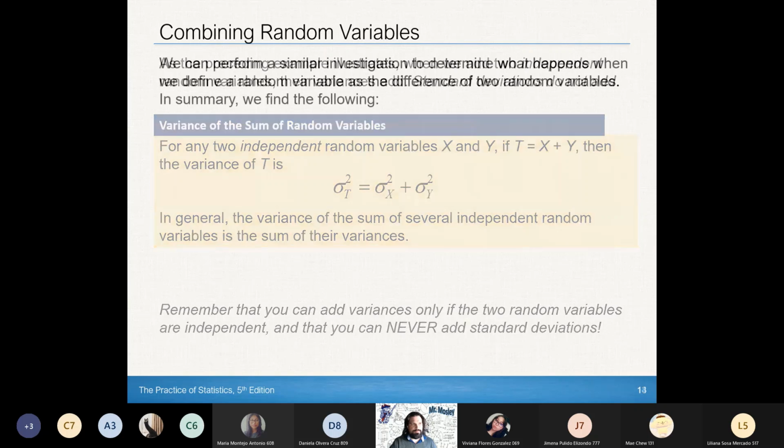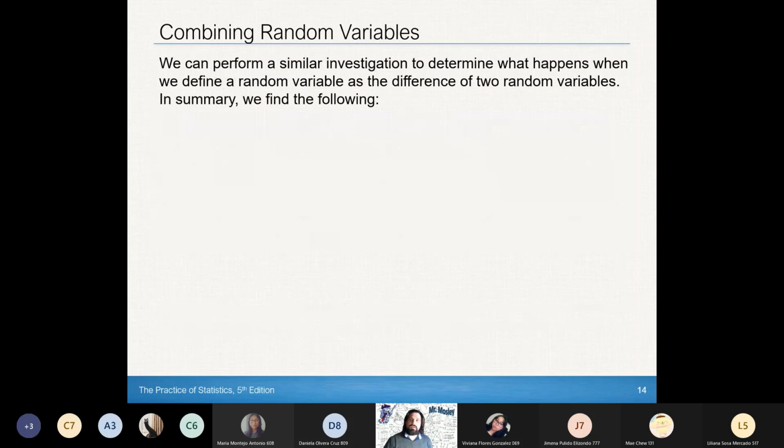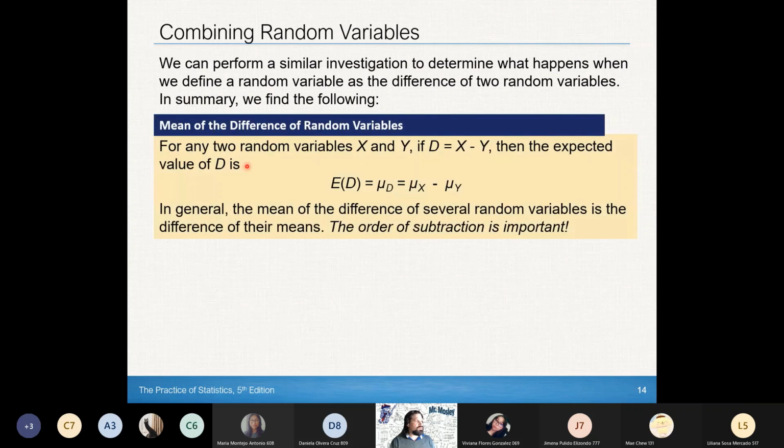So we'll continue. We can perform a similar investigation to determine what happens when we define a random variable as the difference of two random variables. But in summary, we get the following. For any two random variables, X and Y, if D is equal to X minus Y, then the expected value of D is the mean of X minus the mean of Y. In general, the mean of the difference of several random variables is the difference of their means.